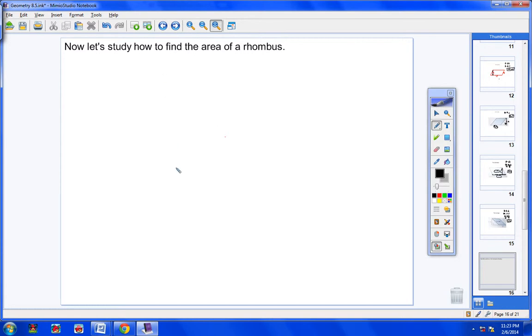Now let's study how to find the area of a rhombus. Okay? So we learned how to find the area of a parallelogram. Now let's study how to find the area of a rhombus. Here's the formula. A equals 1/2 times D1 times D2. And we'll talk about that in just a second, what the D stand for, okay? Okay, are you ready? Let's write that down. The formula for finding the area of a rhombus is area equals 1/2 times D subscript 1 times D subscript 2.